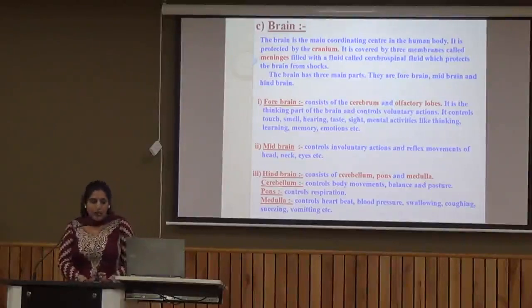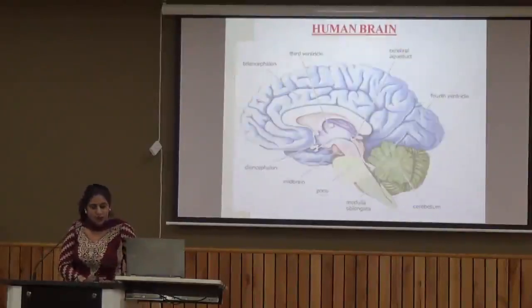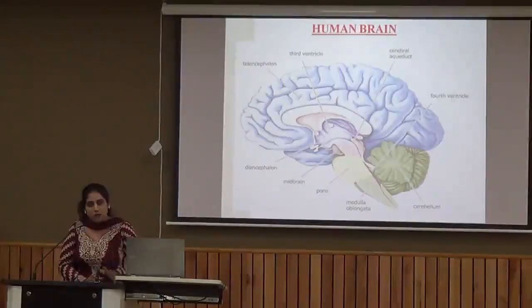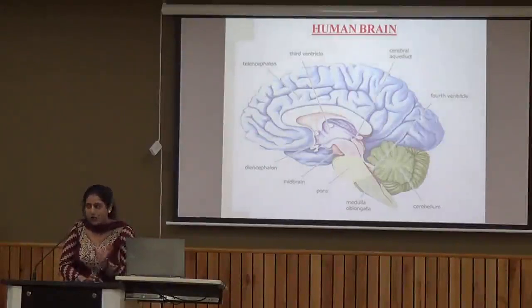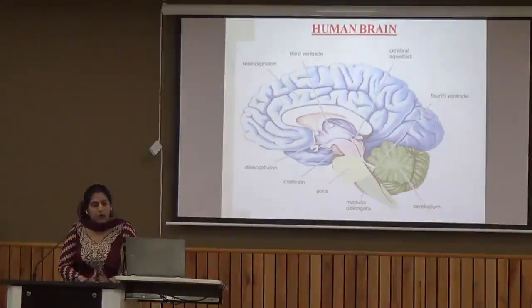Now your brain mainly comprises 3 parts. If I show you the figure, this is a diagram of a brain. Look, it is a little bit complex. First of all, try to understand the structure of a brain. Brain is divided into 3 parts. First is forebrain, second midbrain, third hindbrain.